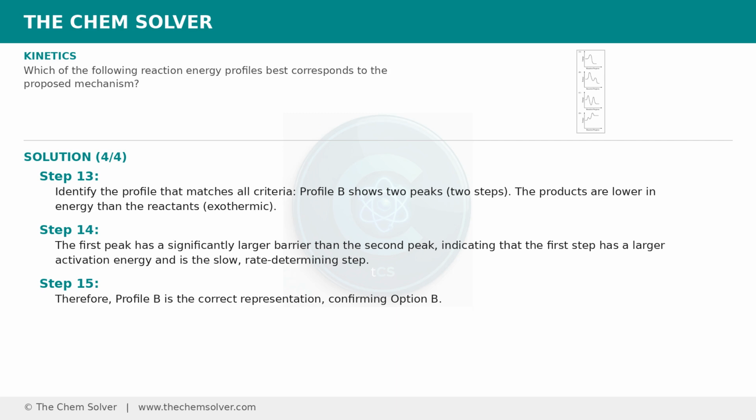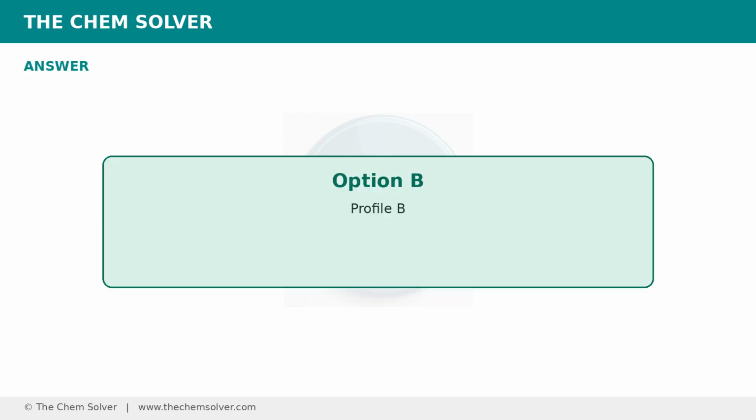The first peak has a significantly larger barrier than the second peak, indicating that the first step has a larger activation energy and is the slow, rate-determining step. Therefore, profile B is the correct representation, confirming option B. The correct answer is option B, profile B.